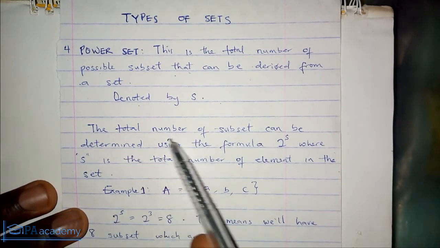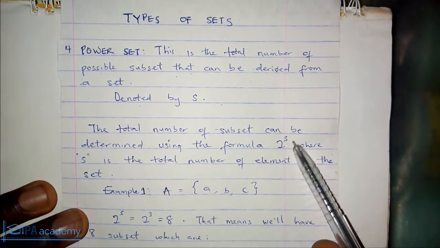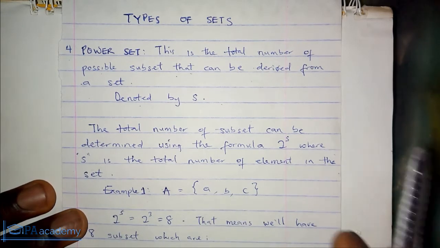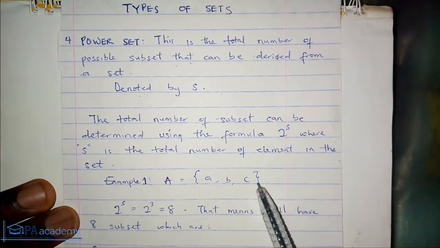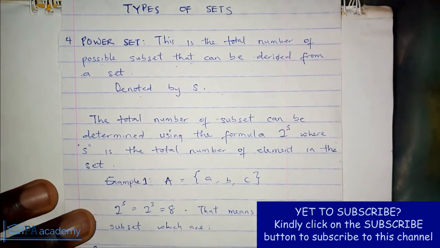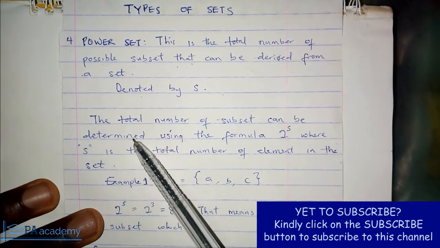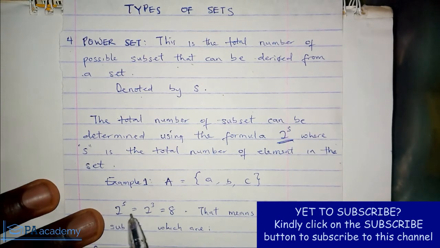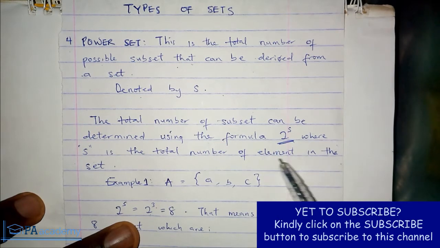The total number of subsets can be determined using the formula 2 raised to power S, where S is the total number of elements in the set. So let me use this example to explain it. If you have this set A, B, C, and you are asked to look for the power set of this set, what you are going to do is this. We've been given the formula, 2 raised to power S. So 2 raised to power S is 2 raised to power 3. Don't forget the S, where S is the total number of elements in the set.